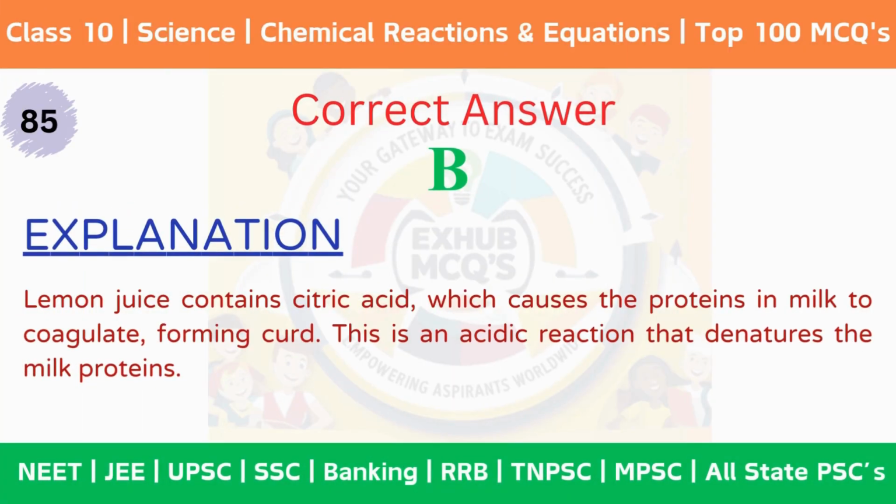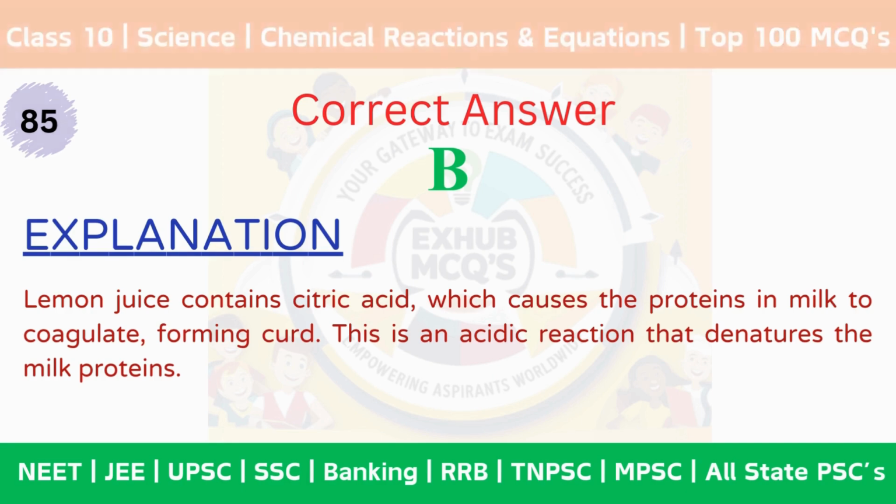The correct answer is acidic reaction. Explanation: lemon juice contains citric acid, which causes the proteins in milk to coagulate, forming curd. This is an acidic reaction that denatures the milk proteins.